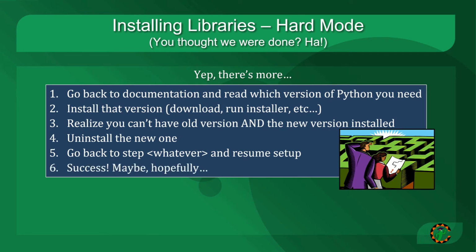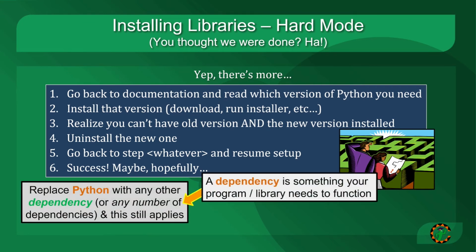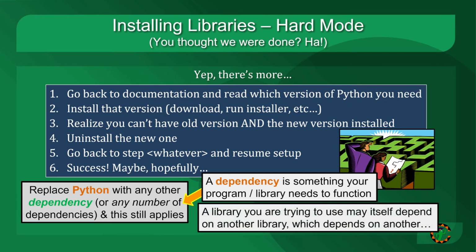And this is just one example of what we call a dependency, which is something that your program or library needs to function. In this case, we used Python as the dependency, but there could be any number of dependencies, and this could still apply. A library that you're trying to use may itself depend on another library, which may depend on another library, and so on and so forth.